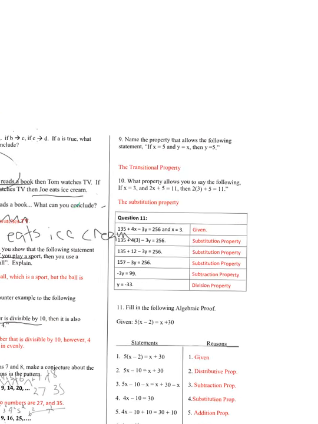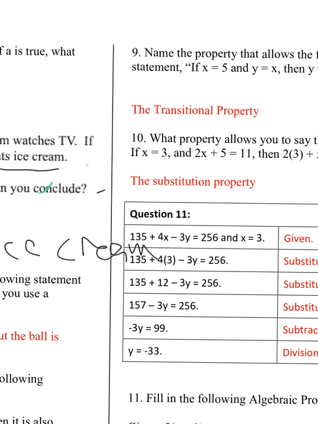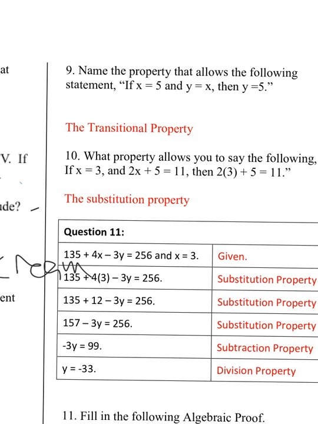All right, back up to number 9. Name the property that allows you the following statement. So these, another typo there, I realize. Again, if you're looking up the answer key, these will be fixed. It's the transitive, not transitional. Transitive property. But again, in that notebook, you need to go know these.